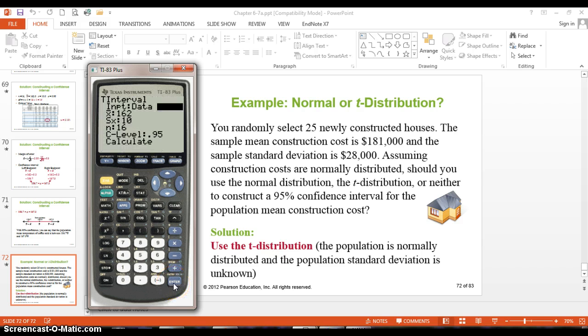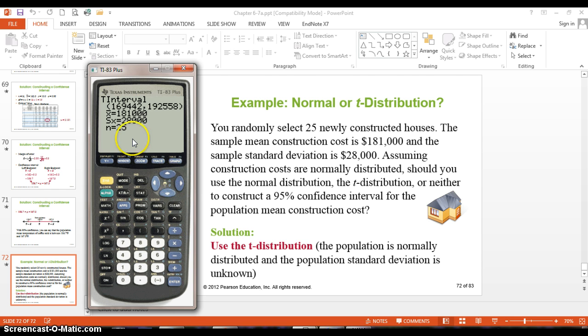All right, and again, we'll plug in the new sample mean. So that's x bar, 181,000, and the standard deviation they told us is 28,000. And how many homes there were is the sample size, so there's 25. And again, confidence level they told us is 95%, so we can leave it alone and hit calculate.